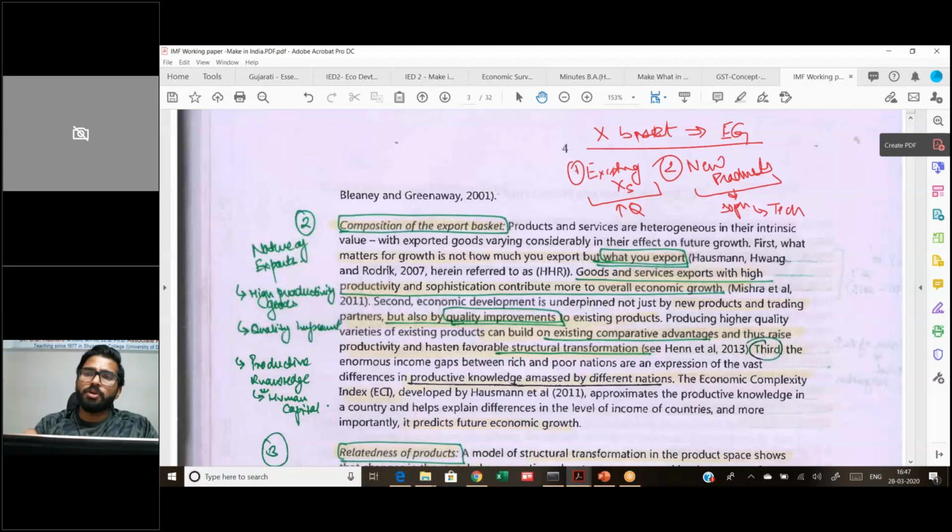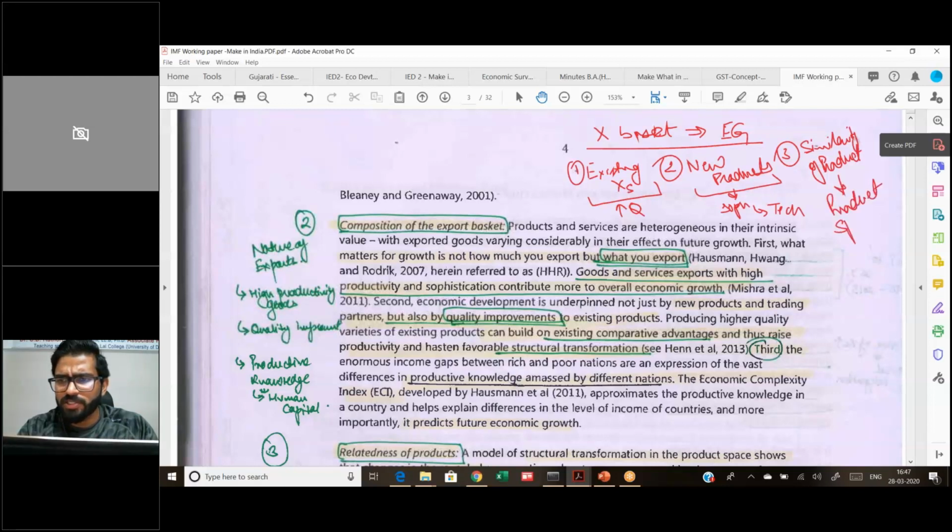But the ability to produce new products also depends on what similar kinds of products you are producing, the similarity of products. So we will talk about something called a product space, and we'll see what the similar products are. So essentially what this reading is going to tell you about the composition of the export basket is that you need to constantly improve.